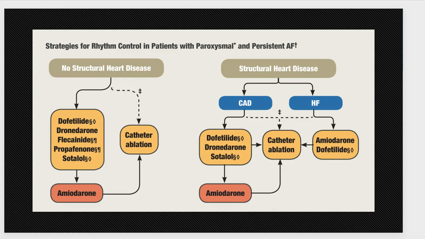Again, this is a chart that discusses rhythm control in patients with paroxysmal or persistent atrial fibrillation. So when you decide on what medication you would like to try, you need to make sure that they have no structural heart disease. So many times these patients need to have an echo beforehand and either have had a stress test that showed no significant heart disease or a cardiac catheterization.